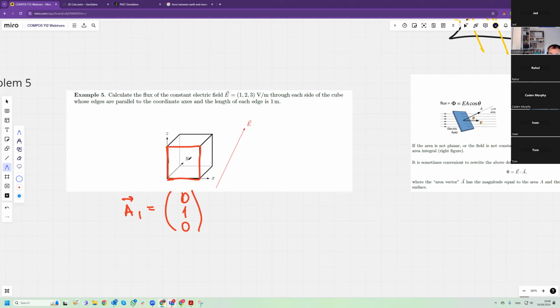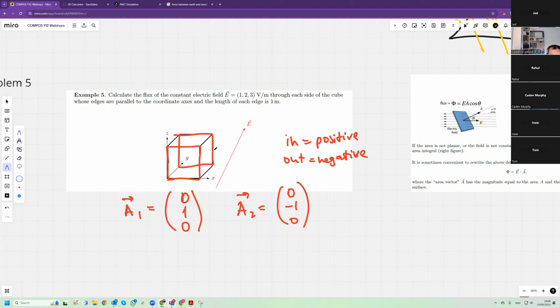Now we take into this cube to be positive. In is positive and out is negative. Just a simple one. Into the cube is positive, out is negative. So this is A1. This is A2. The back surface A2 is symmetrical. It's going to be 0, minus 1, 0, because now it's going backwards.